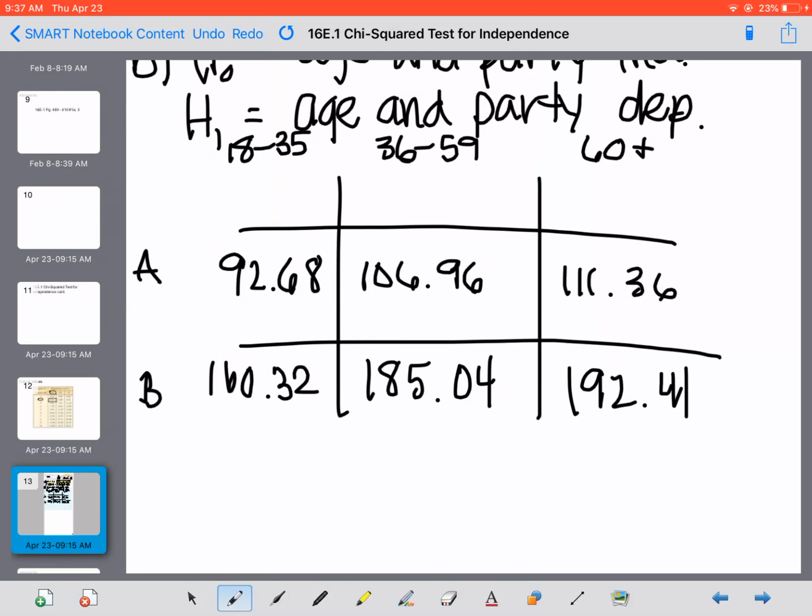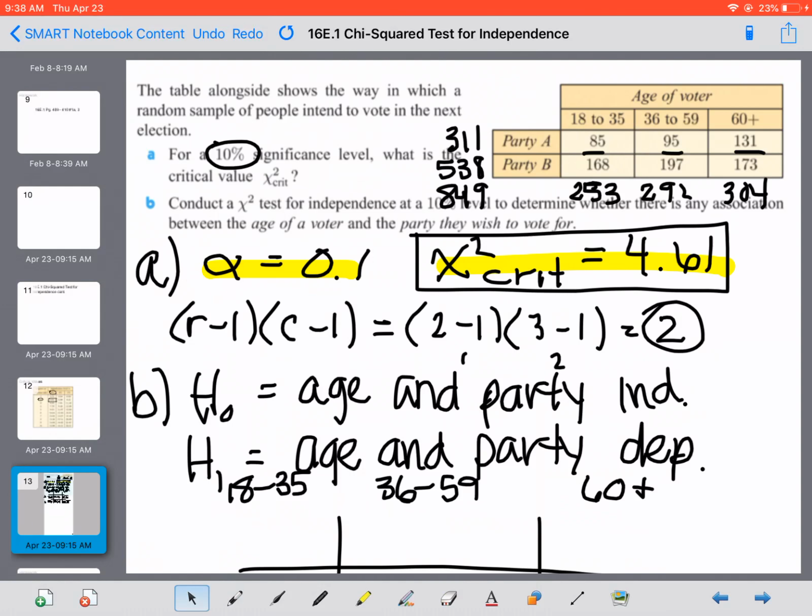Now we need to go to our calculator and enter those matrices. So let's take a look at our observed. Go to your calculator, press second x to the negative 1, and we're going to edit A first. Scroll over to edit and hit enter. Remember, this is 2 rows by 3 columns. So we go 2, enter, 3, enter. And then we enter 85, 95, 131, 168, 197, 173.